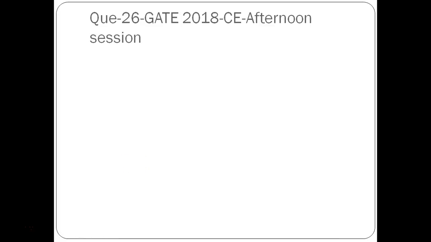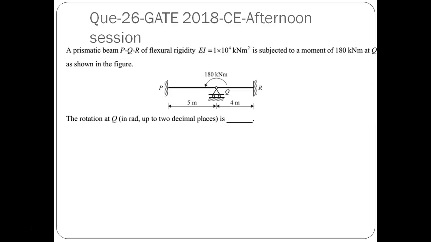Question number 26 of GATE 2018 Civil Engineering is discussed here. A prismatic beam PQR of flexural rigidity EI equals 1 into 10 to the power 4 kilonewton meter square is subjected to a moment of 180 kilonewton meter at Q as shown in the figure. The rotation at Q, that is theta Q, in radian up to 2 decimal places, is to be calculated.